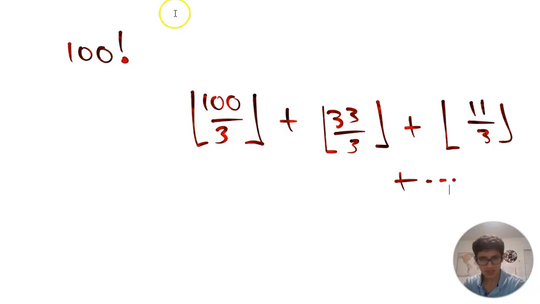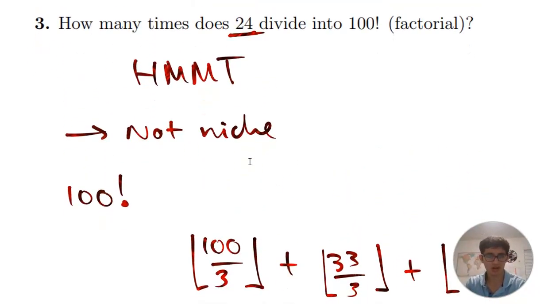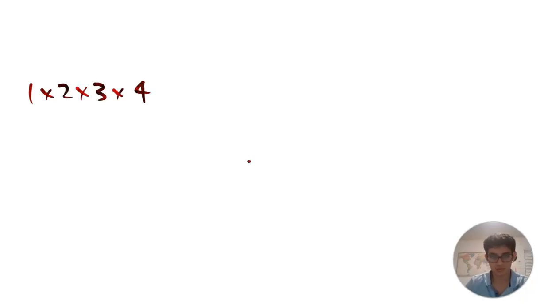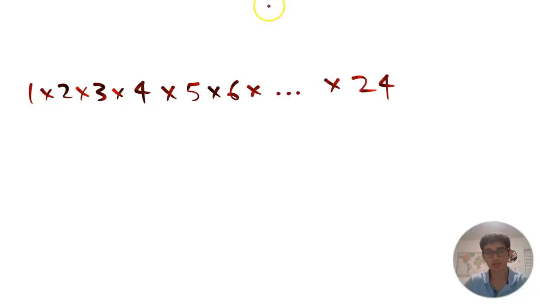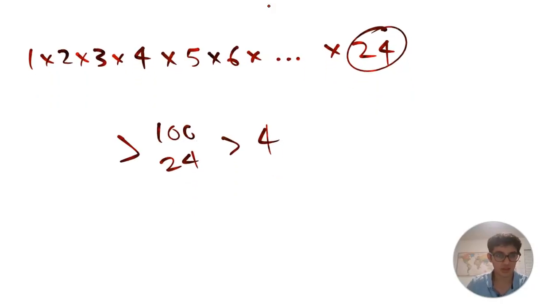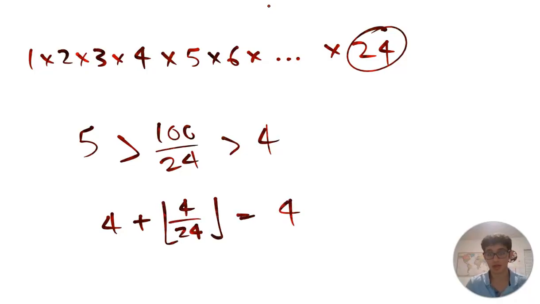Now, this is all well and good. Of course, we can't really do the same thing for 24. The reason is that 100 factorial is like 1 times 2 times, believe me, I'm not writing out the whole thing, times 24. If you just do the same thing blindly with 24, you'll find that 100 divided by 24 is roughly 4. It's strictly greater than 4, and less than 5. So we can say it's going to be 4, and there, we're done.